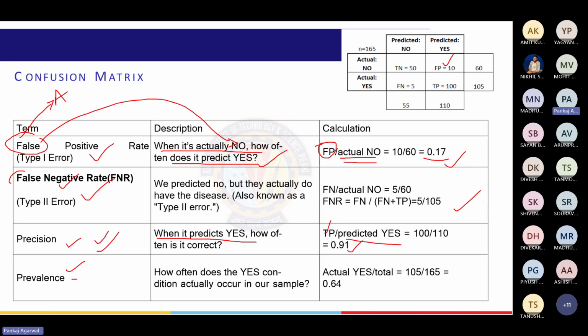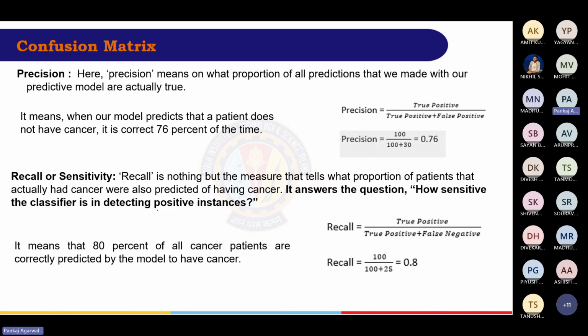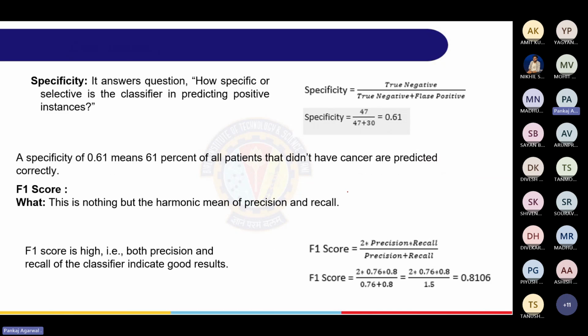And the prevalence: how often does the yes condition actually occur in a sample? That is simple, right? So this is how you might be given the values. You need to remember either the formula or whatever manner you find to remember the things. That is up to you. So these are all calculations once you are given the values.